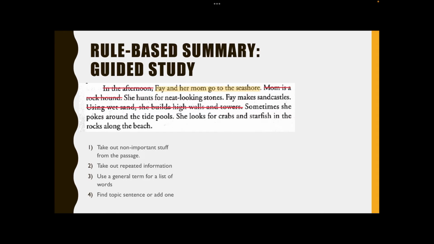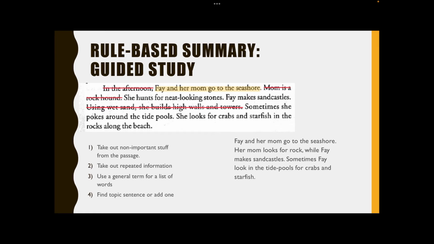So we're going to make a summary for this. It needs to talk about her and her mom going to the seashore, her mom looking for rocks, her building sandcastles, and then her looking in the tide pools for crabs and starfish. All right, so let's make that into a sentence. Faye and her mom go to the seashore. Her mom looks for rocks while Faye makes sandcastles. Sometimes Faye looks in the tide pools for crabs and starfish.